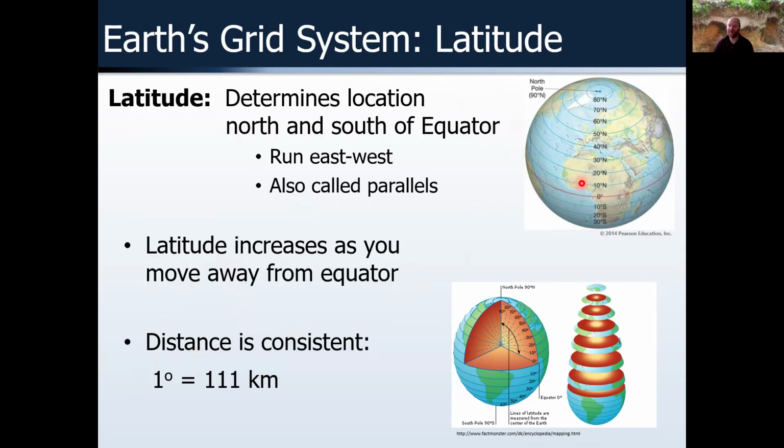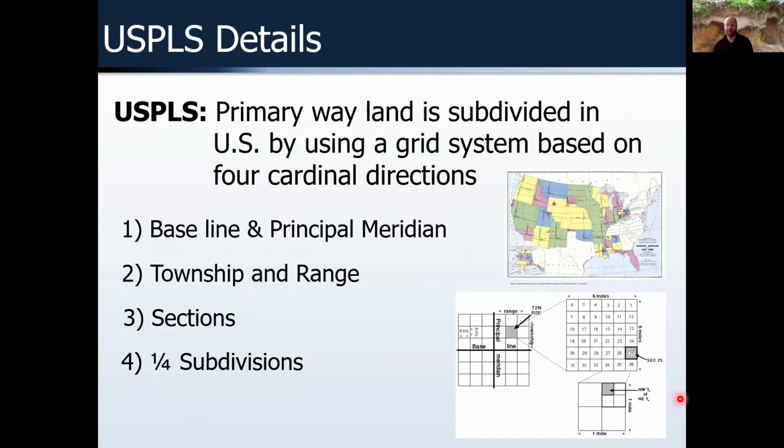And that distance is comparatively equivalent between every line of latitude. So between 0 and 1 degree north, it's 111 kilometers, and then between 89 and 90 degrees north, it's also 111 kilometers. So it's consistent.